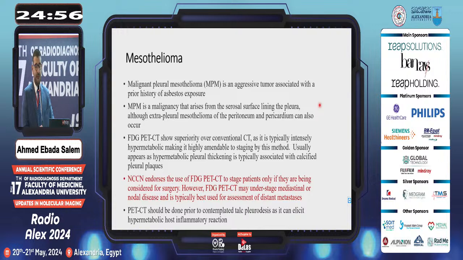PET-CT can understage nodal involvement in mesothelioma, because pleural involvement of the mediastinum can hide underlying nodal adenopathy. So PET-CT is not considered a good modality for end staging in mesotheliomas. If a patient is planned to have a talc pleurodesis as part of their therapy to obliterate their pleura, usually PET-CT is obtained before that to accurately stage those diseases.